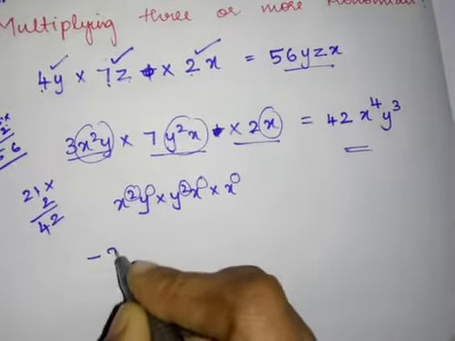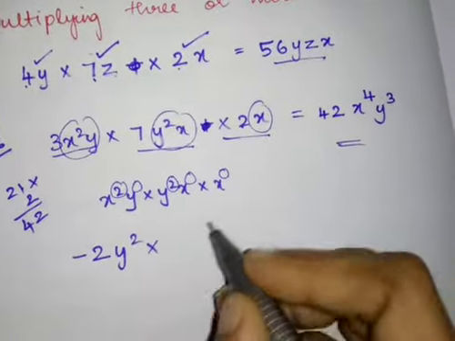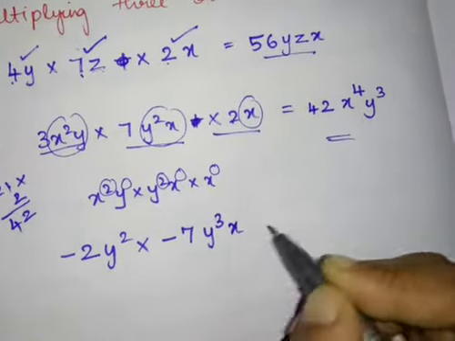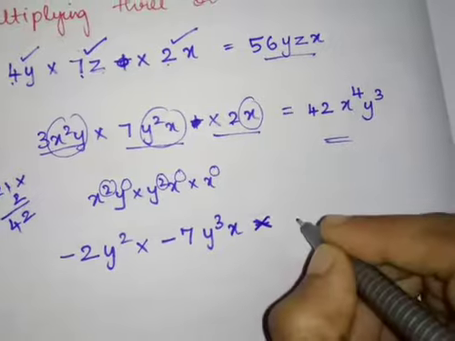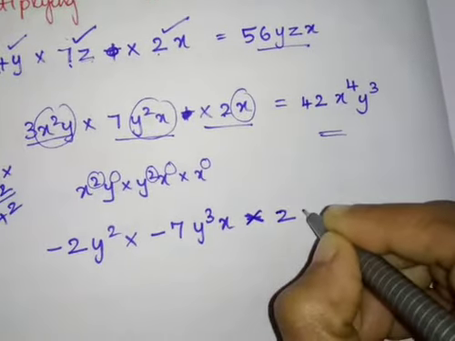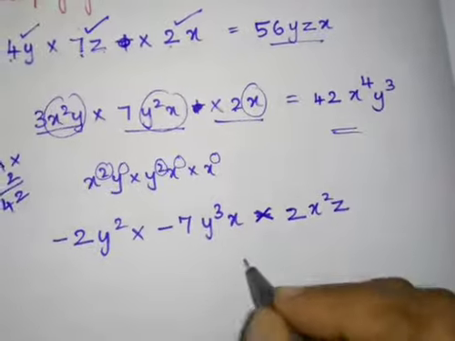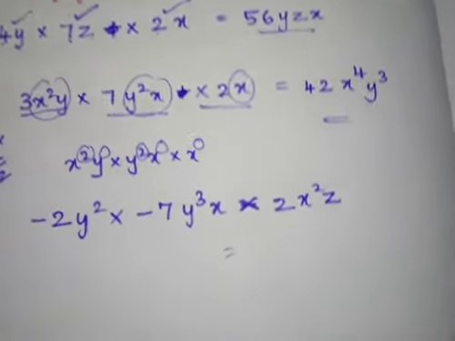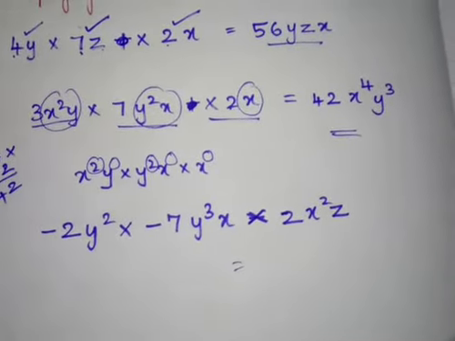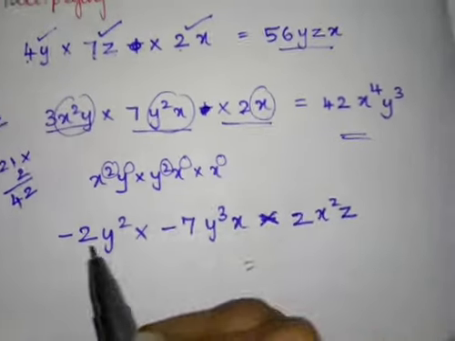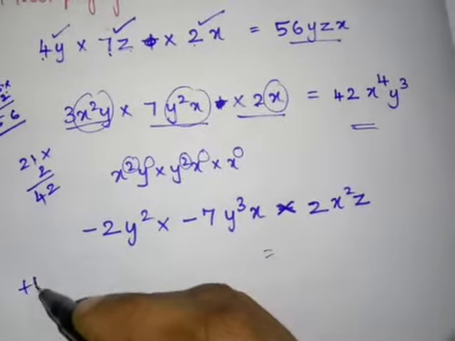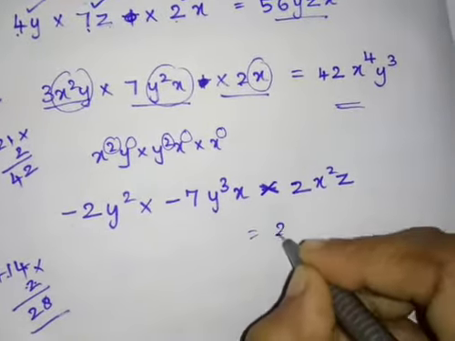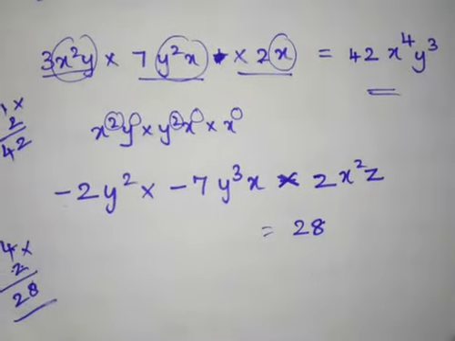Next, 2y square into minus 7 y cube x into 2x square z. Okay. So here I should multiply these three monomials. Even 4 monomials is no problem. Just multiply the given numerical coefficients first. Minus 2 into minus 7 is plus 14. Plus 14 into 2, 4 2s are 8, 2 1s are 2, 28. So 28 is the numerical coefficient as usual.